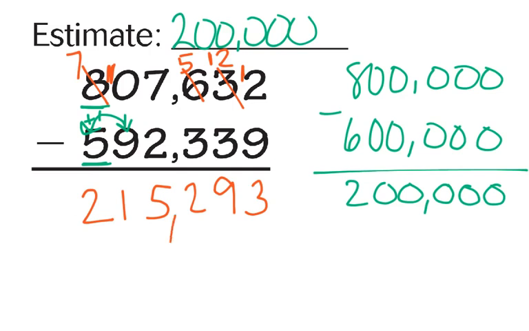All right, I look at my estimate and I look at my actual difference, or answer to a subtraction problem, and I see that they're pretty similar. So I probably rounded correctly, and I probably did my work correctly. I can always check with addition, though.